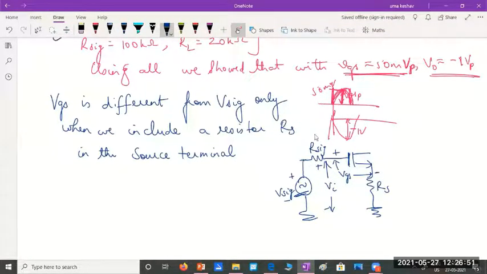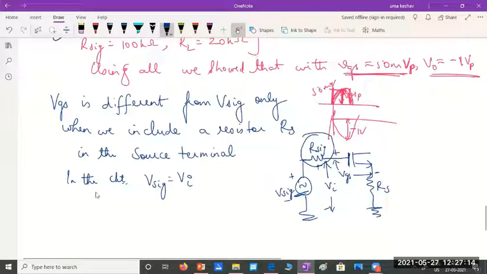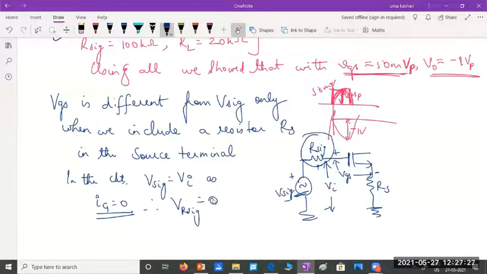Remember, because there is no voltage drop across this Rsig, right? You don't have any voltage drop. So in the circuit, Vsig is equal to Vi, as Ig is 0. Therefore, the drop across Rsig will be 0. Okay.